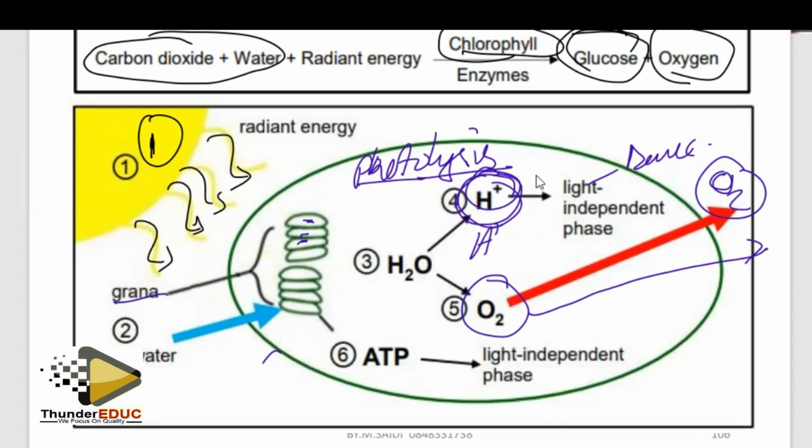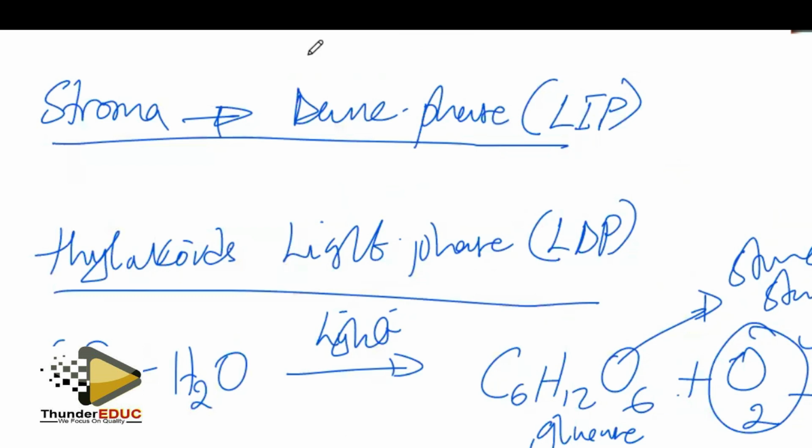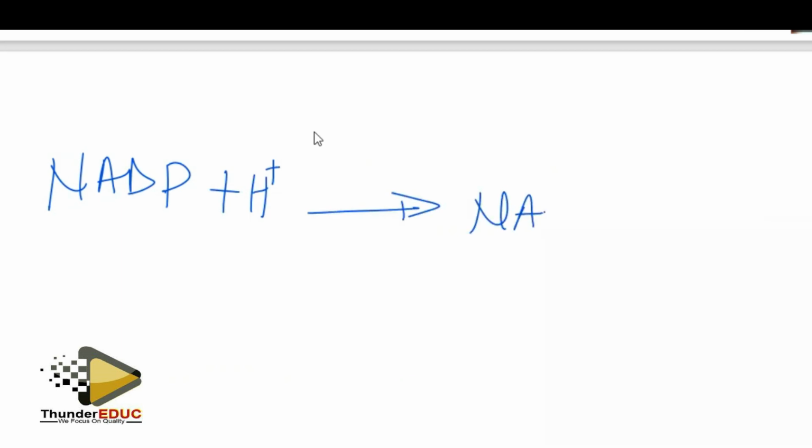It goes there by the use of NADP. So what happens is NADP, nicotinamide adenine dinucleotide phosphate, plus the hydrogen ion which is formed, and then you form NADPH.